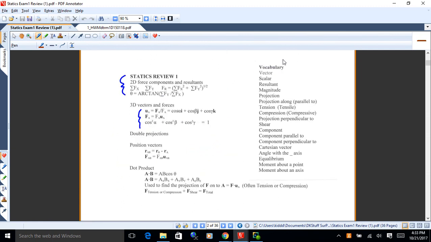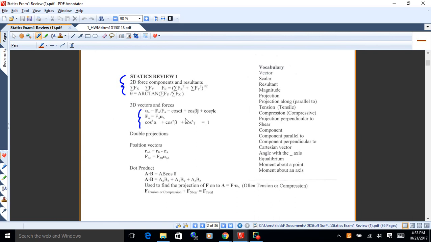All right, here's some of the topics that could be on the exam. This is the stuff that we covered. So we started off with 2D force components and resultants, just using right-angled trig to break vectors into x and y components, adding them up to get resultants, and then the magnitude of the resultant is the square root of the sum of Fx squared plus the sum of Fy squared, and then the angle would be arctan of the sum of Fy over the sum of Fx.